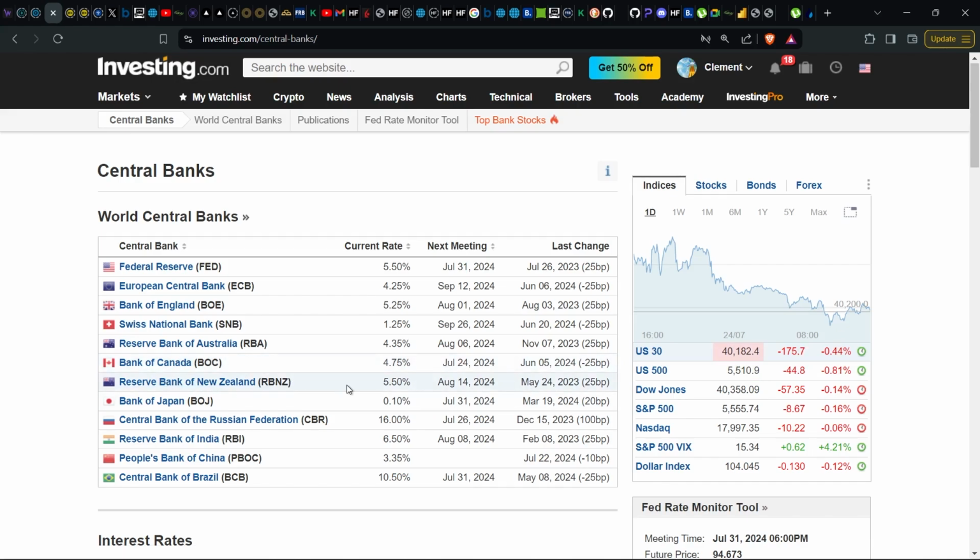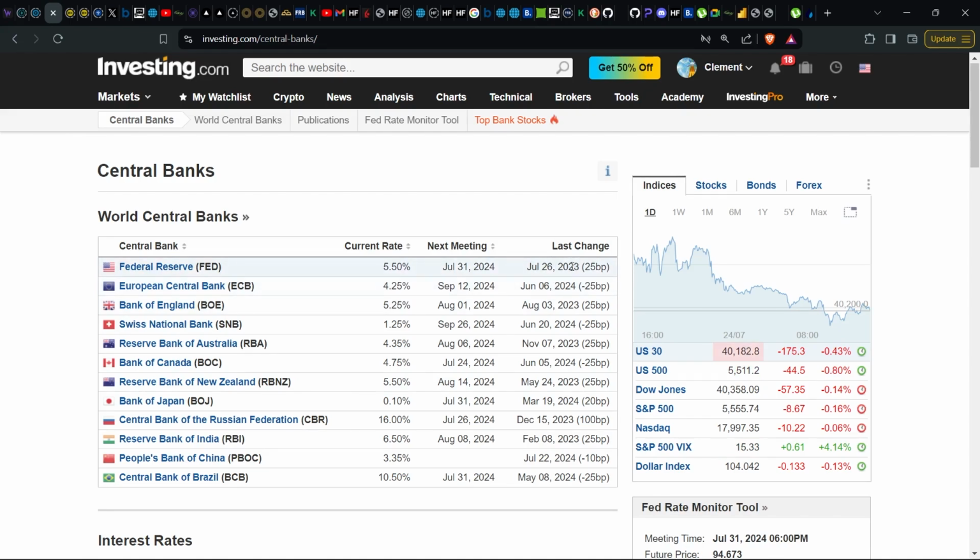Also, the Reserve Bank of New Zealand has the same rates as the US, but this doesn't mean that the dollar and the New Zealand dollar are on the same level. They aren't. Among these major economies, Japan is usually a special case.